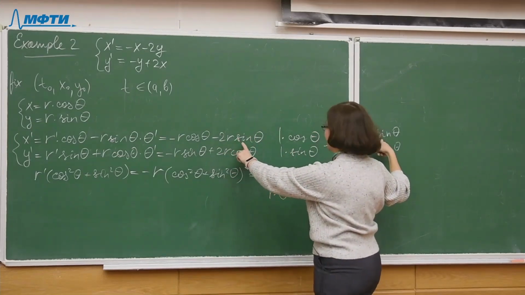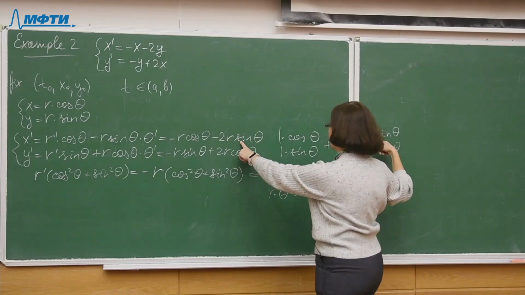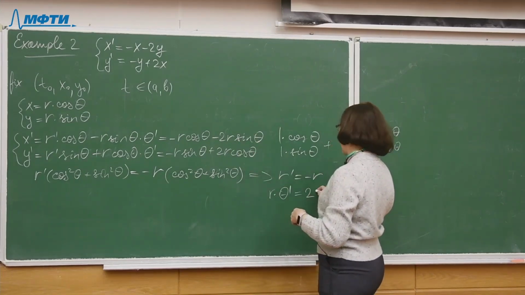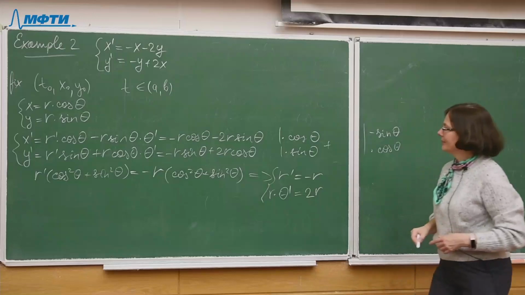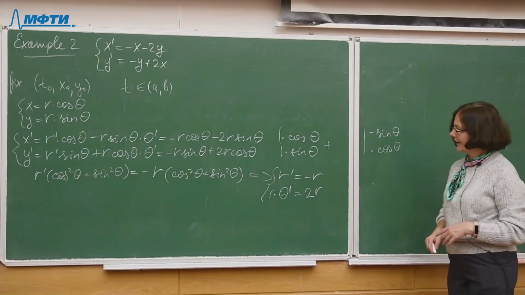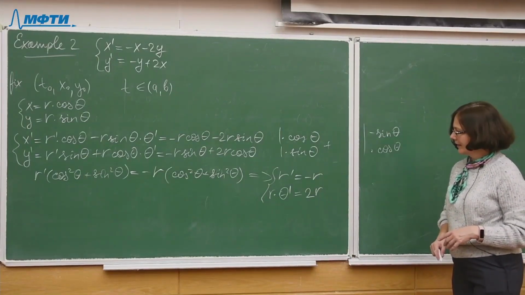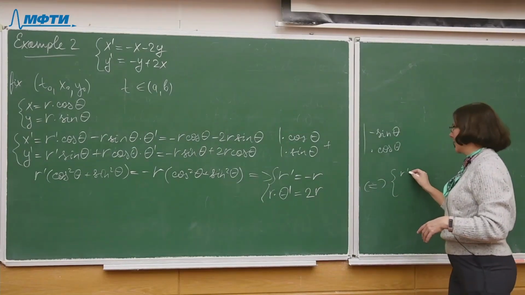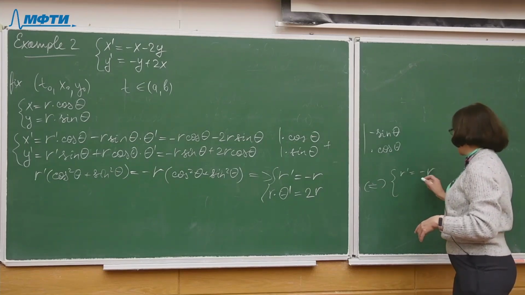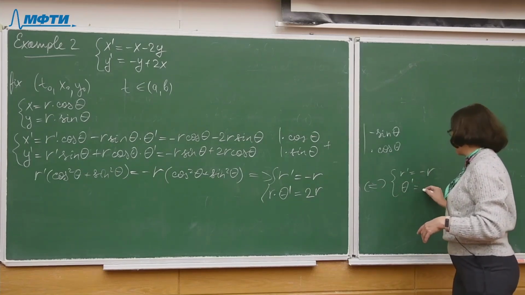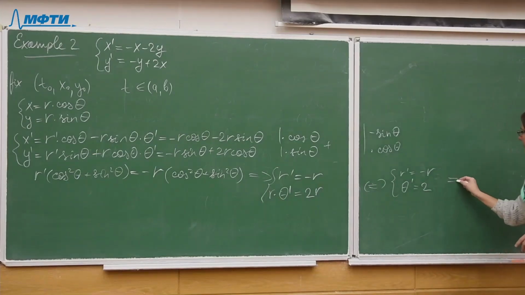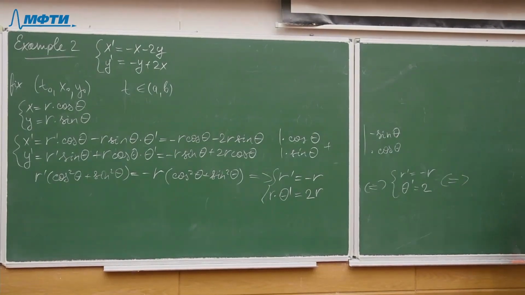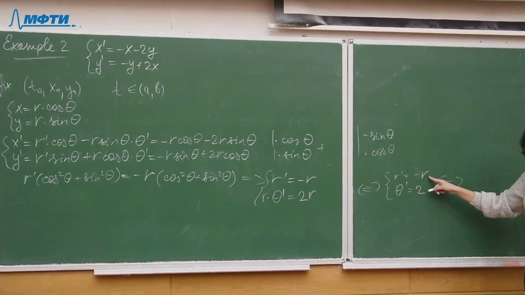Sine will be this, so sine 2 r. Clear? And this is the same as we can divide by r, and we get the following. r prime is minus r, and theta prime is 2. So these equations can be solved separately, right? So we can solve the first equation, this one.